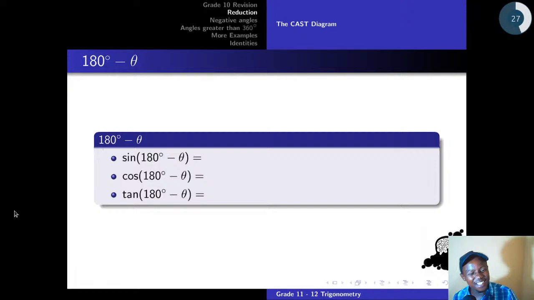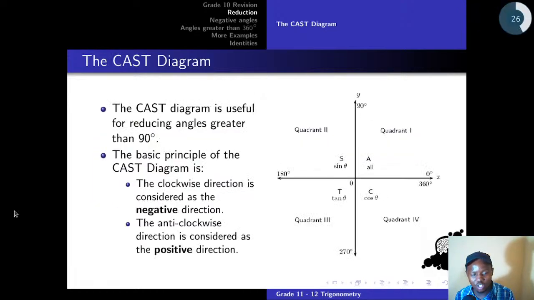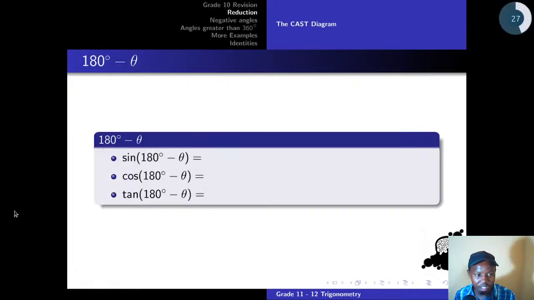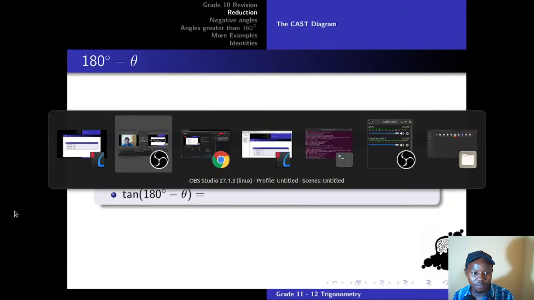The sign is telling you which direction you need to go into. We're going into the negative direction, which we said in trigonometry is the clockwise direction. So from 180 degrees, if we go in the clockwise direction, we end up in the second quadrant. In the second quadrant, we only have sine, which is positive. So let's take a look at this.